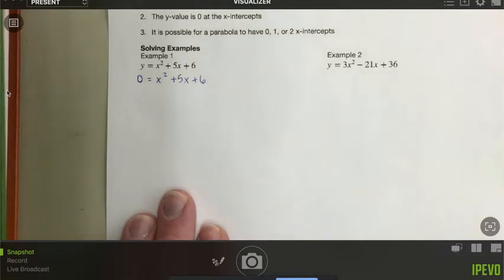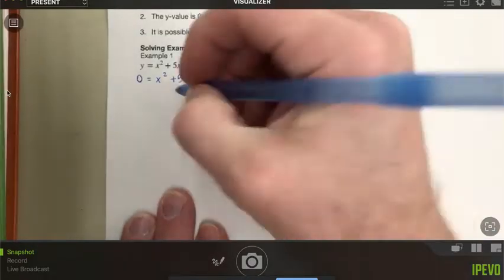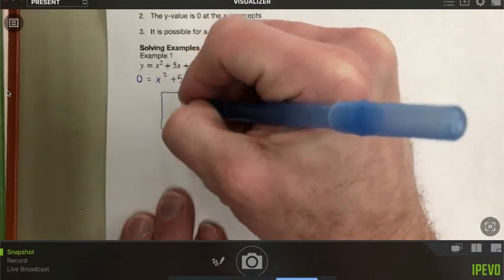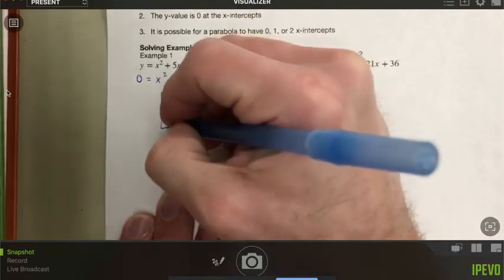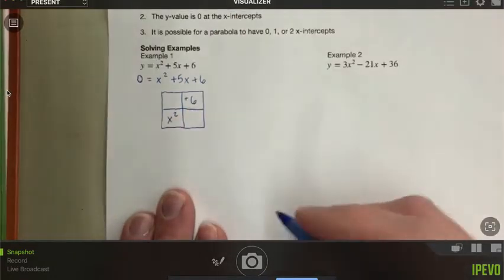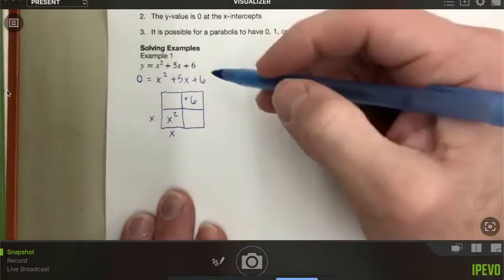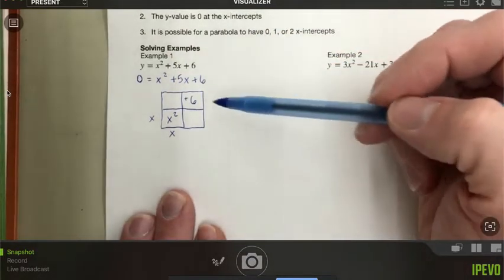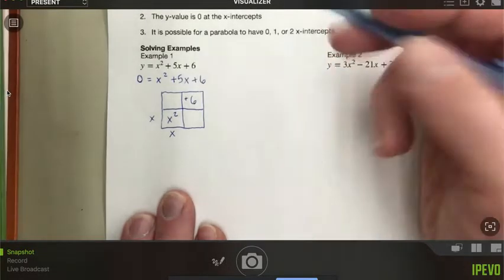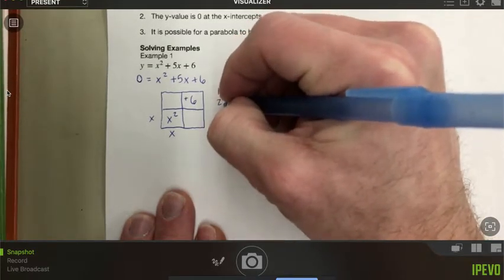All right, step 2 is I'm going to factor this. If you remember, I'm just going to create my box, throw my x squared in, throw my positive 6 in. I already know that x times x is going to be x squared. But now remember, I'm trying to find factors of positive 6 that will add up to positive 5. So I have 1 and 6, and then I have 2 and 3.